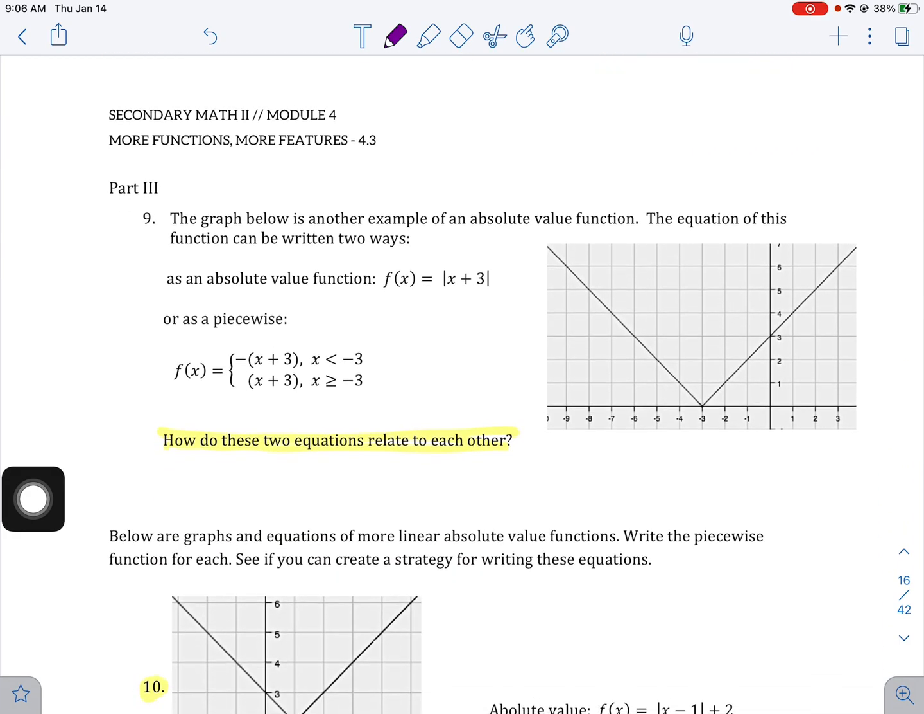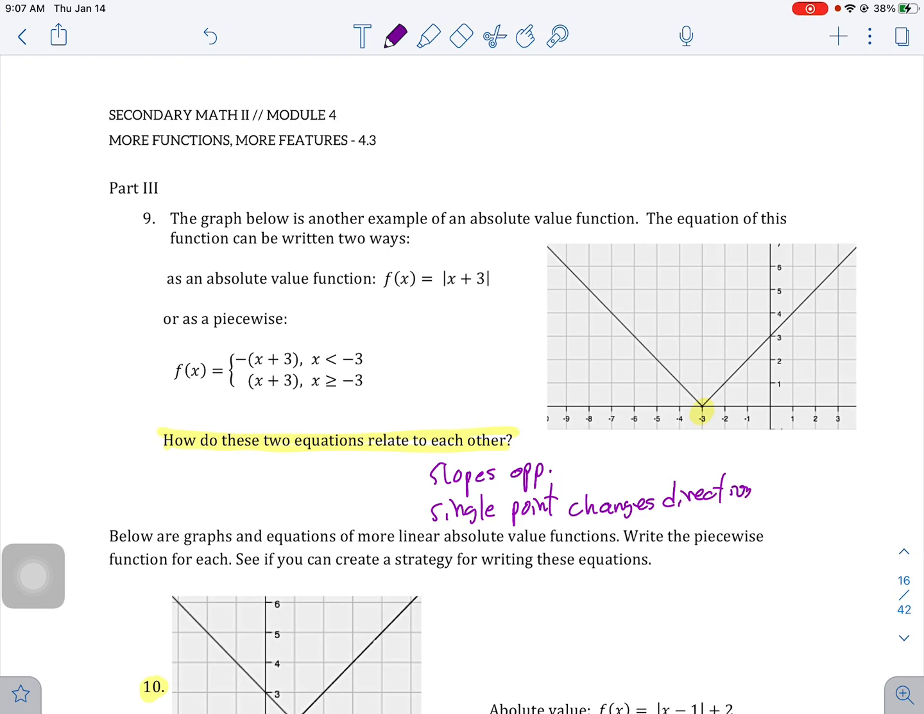Here's another one. The thing to note here that's different is the fact that there is a translation, a horizontal shift to the left. And the question is, given this as a piecewise or given this as an absolute value, how are they related? Well, slopes are opposite. They have a single point where it changes direction. You could say vertex.